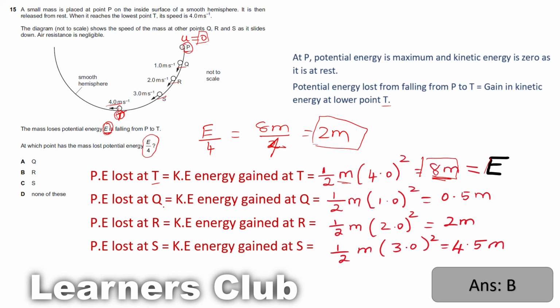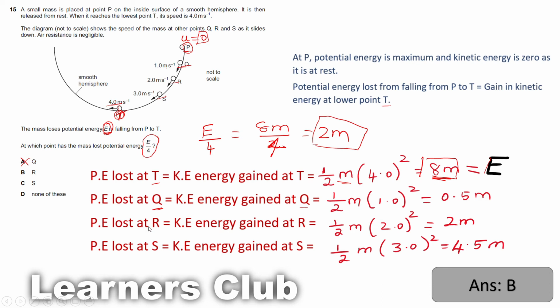So let's check Q. Potential energy lost at this point Q is going to be the kinetic energy gained at Q. Half m, the speed at Q is 1, so 1 square. So when you simplify, you get 0.5m, which is not 2m. So Q is not the answer. So option A is not the answer.